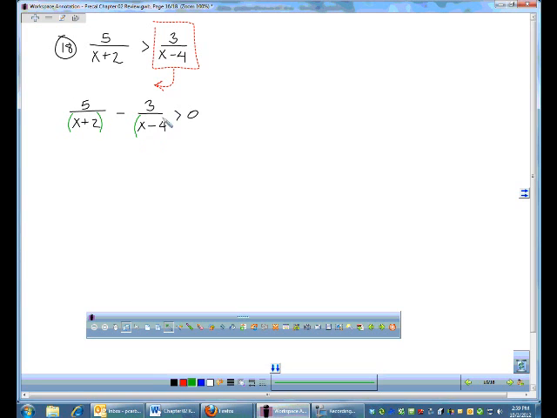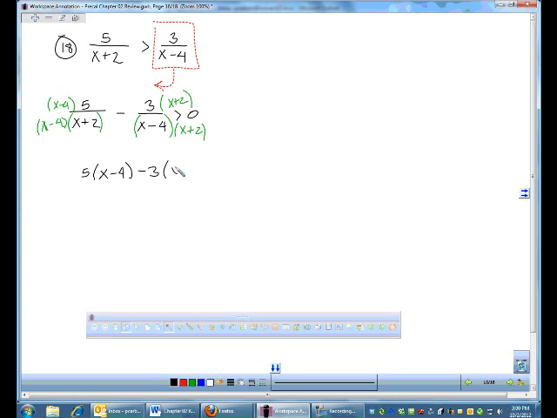So my common denominator is going to be x plus 2, x minus 4. So I've got to multiply this side by x minus 4 over x minus 4. Same thing over here, except I'm missing the x plus 2, so I'm going to multiply by x plus 2 over x plus 2. That will give me 5 times x minus 4. And then that's a negative 3, so I'm going to say minus 3 times x plus 2 all over my common denominator of x minus 4, x plus 2. That needs to be greater than 0.